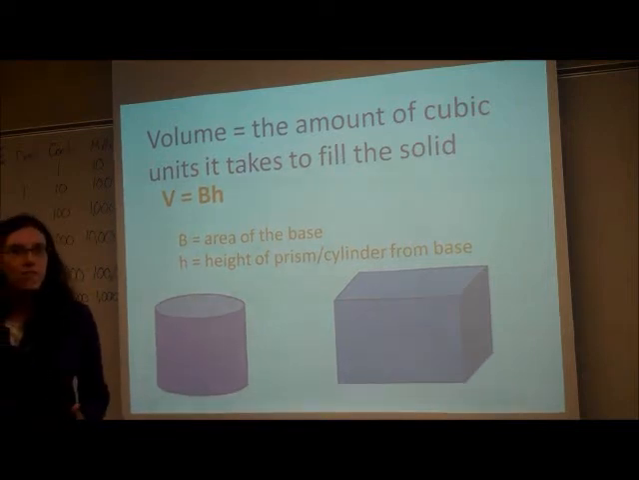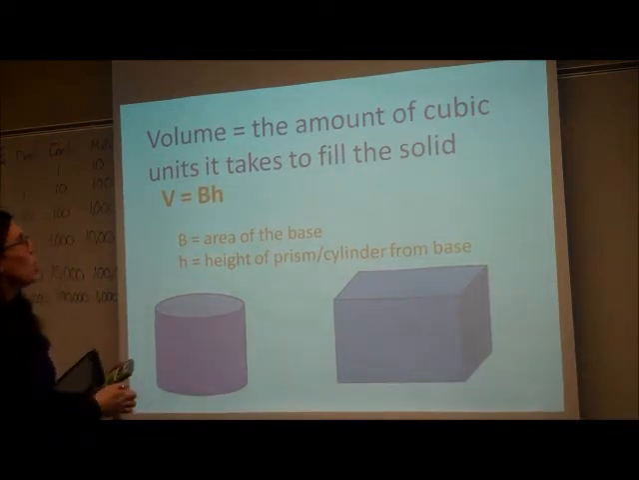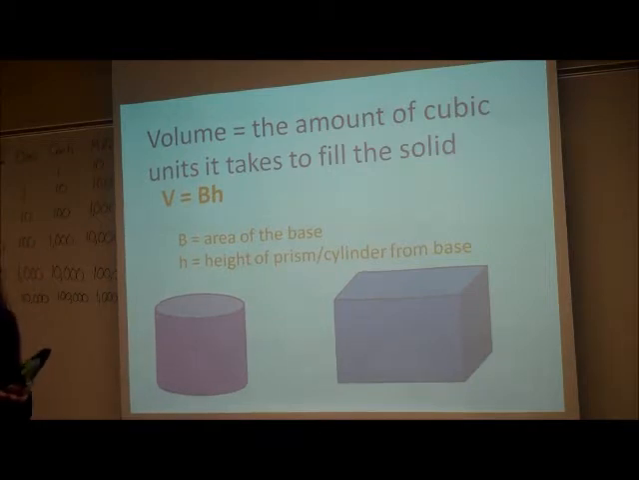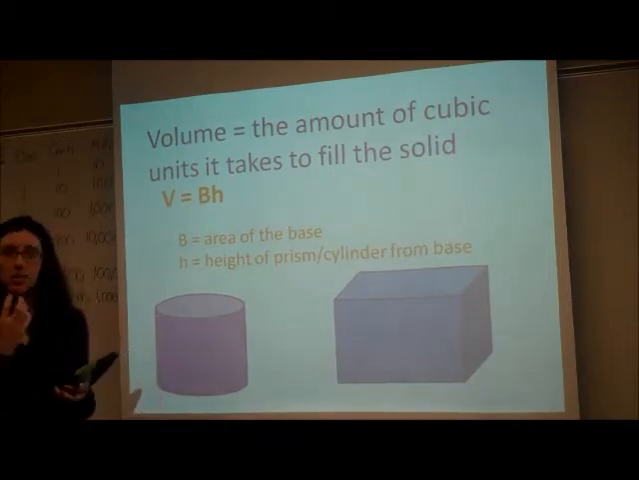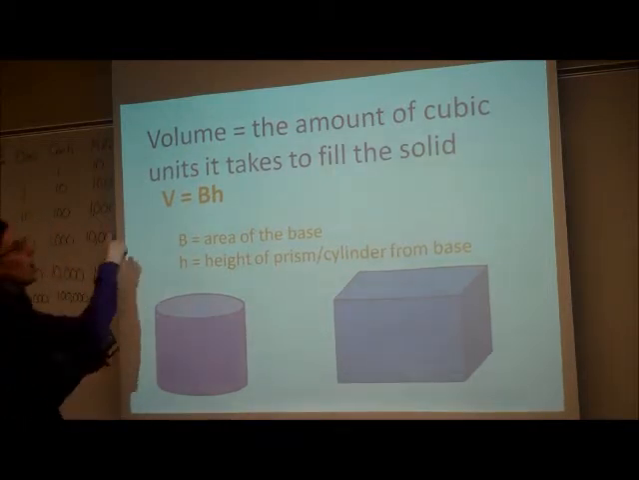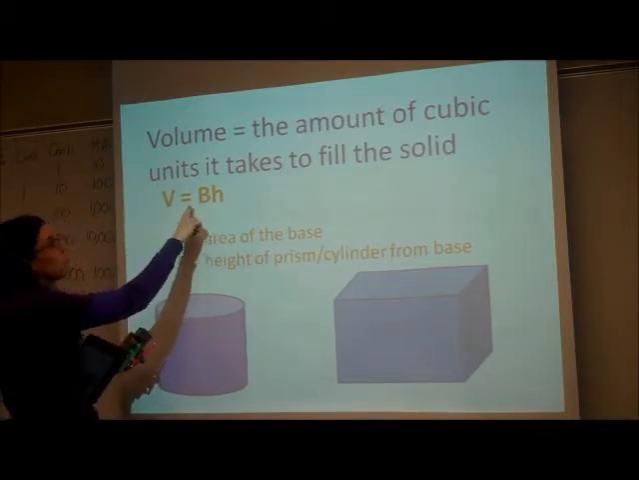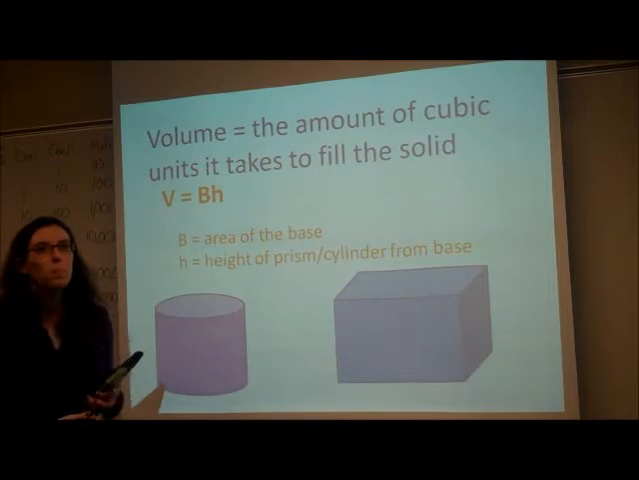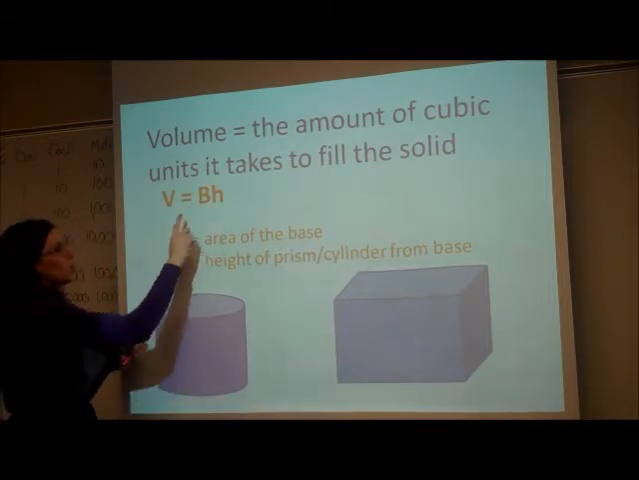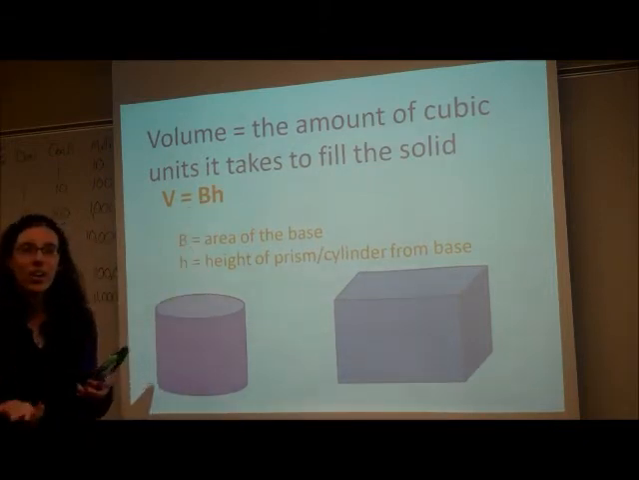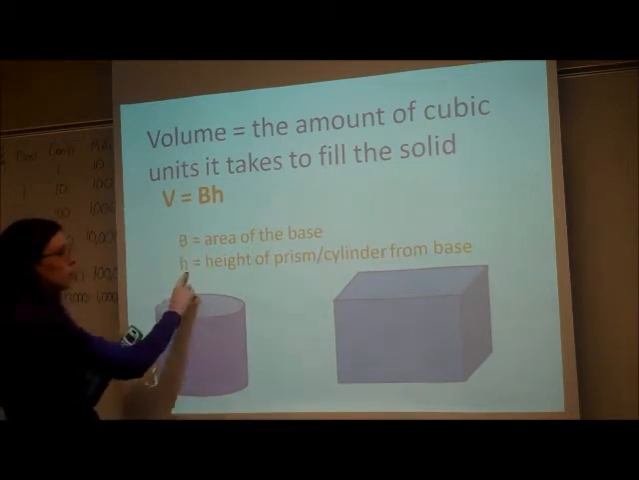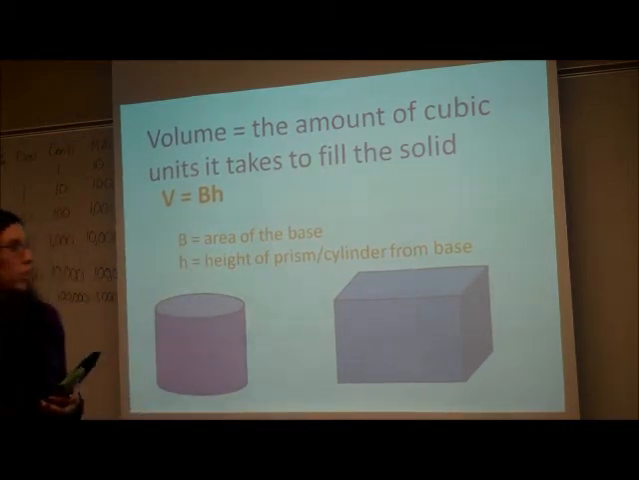So now we're looking at volume of solids. The volume is the amount of cubic units it takes to fill the solid. We're going to be looking at the volume for prisms and cylinders, which is big B times H, where the capital B stands for the area of the base, multiplied by the height of the prism or cylinder.